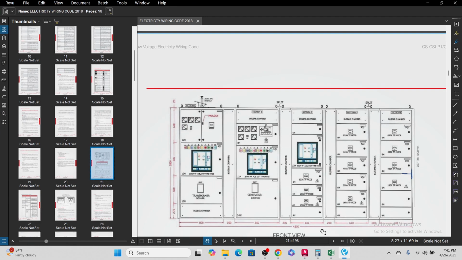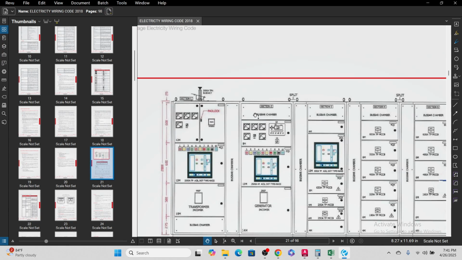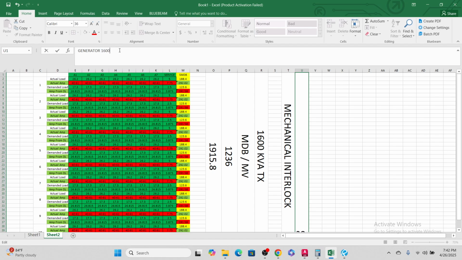So you go to this one. This is the generator. Okay. So there will be a mechanical interlock inside the panel. You see the transformer here, the generator here. This is the bus bar chamber. So there will be the mechanical interlock inside. If you want to supply the full apartment by generator, you have to choose the same kVA generator, okay, 1600 kVA. It depends on the generator you have, how many generators you will get.